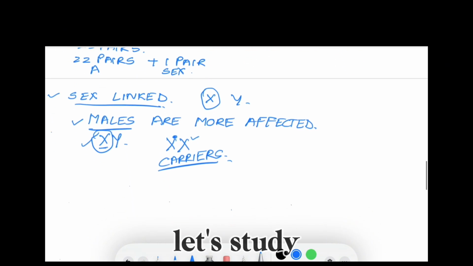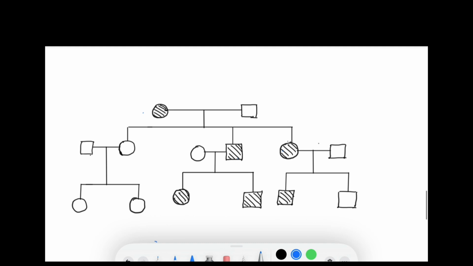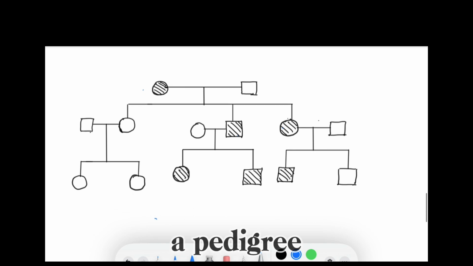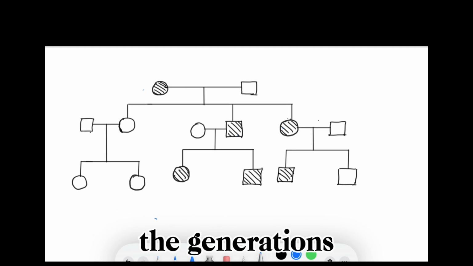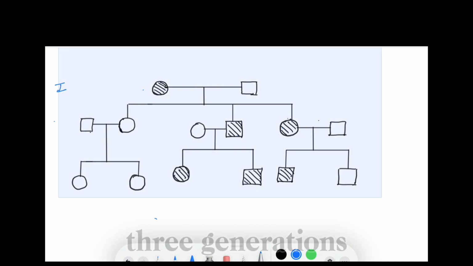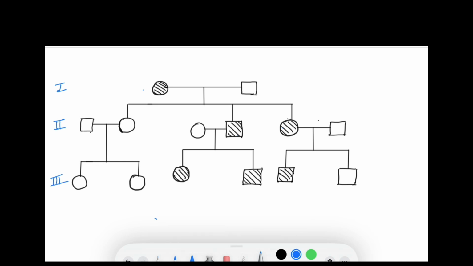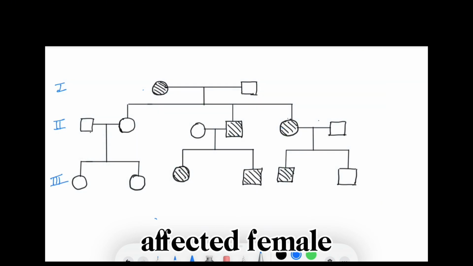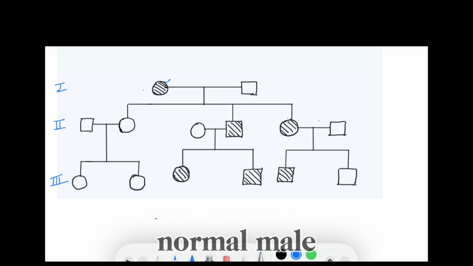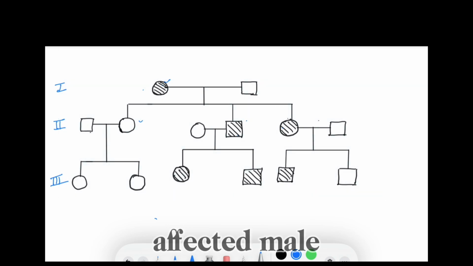So now let's study one pedigree chart. First of all, when we look at a pedigree chart, we should mark the generations. So here we can see 3 generations are shown, 1, 2, and 3. There is an affected female, a normal male, and she has 3 children here: 1 normal female, an affected male, and an affected female. We'll study this later, but first we see that there are 3 generations.